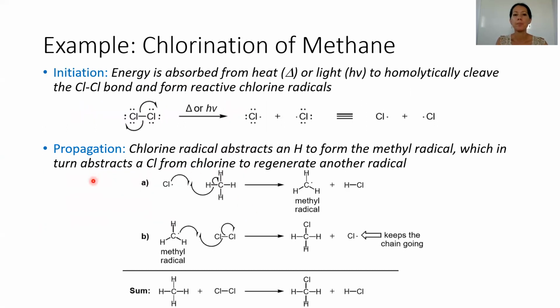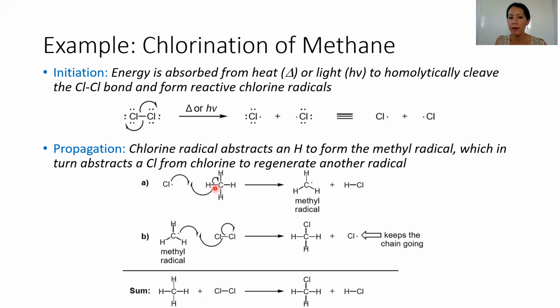Let's look at this example. Here's initiation with heat or light. I'm going to break the Cl-Cl bond to form two Cl radicals. That's it. Propagation. The chlorine can react with a neutral methane. And again, look how the fishhook arrows are moving. You will be expected to do this on your own.